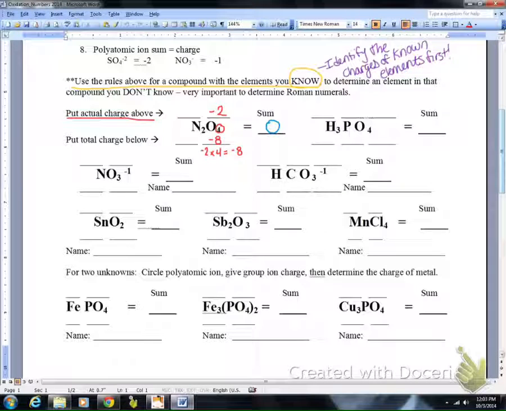Now, because the sum of the compound is 0, I need to identify that a negative 8 and a positive 8 would give a 0 charge. So I know that the total charge on the nitrogen in this compound is positive 8. To figure out the actual charge of the nitrogen atom, I identify that there are 2 nitrogen atoms, and a positive 8 charge divided by 2 nitrogen atoms means that each nitrogen atom has a positive 4 charge.